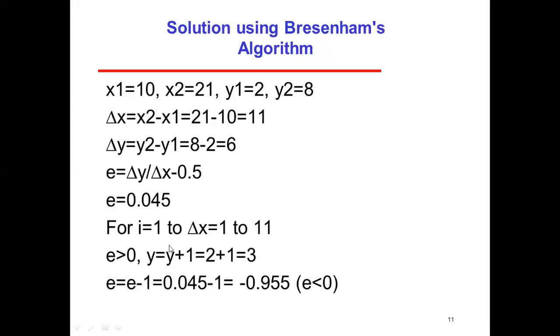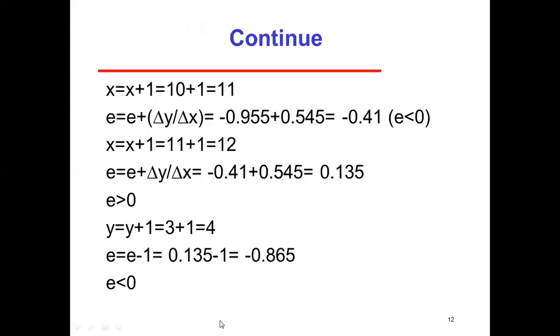Okay, so in this case, the error term E is equal to E minus 1, that is 0.045 minus 1. You can see this is a negative value, so this is less than 0. If it is less than 0, then we will add x is equal to x plus 1. We add 1 to x, and this is the new value of x. Here we will get 11.